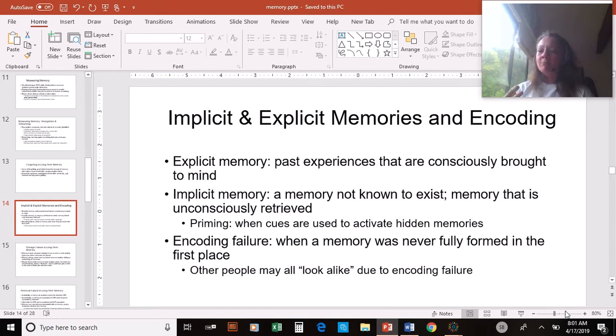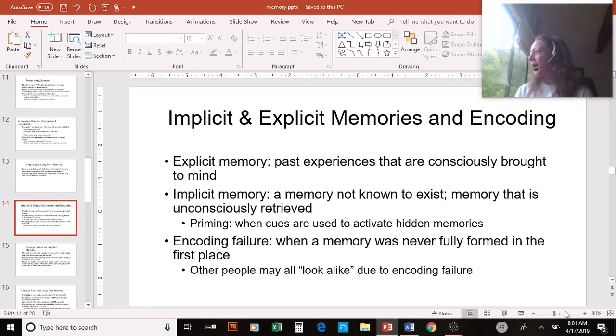Maybe it's something that we've repressed, something we've suppressed, and so we don't quite remember that it happened. For the most part, a lot of times that happens when something very traumatic has happened to somebody. You see more implicit memory involved, because they tend to suppress that down in their unconscious. And so sometimes you have to do priming, where you use cues to activate those hidden memories, and things like hypnosis can be used to activate those hidden memories.